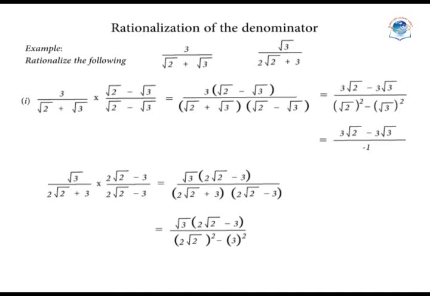We shall have on the numerator root 3 times 2 root 2 will give us 2 root 6. Then we shall have root 3 times minus 3 will give us minus 3 root 3 over, now the denominator, 2 root 2 squared will be equal to 2 squared is 4 times root 2 squared is 2. That gives us 8 minus 3 squared is 9. And so 8 minus 9 is minus 1. And therefore our answer is 2 root 6 minus 3 root 3 over minus 1.